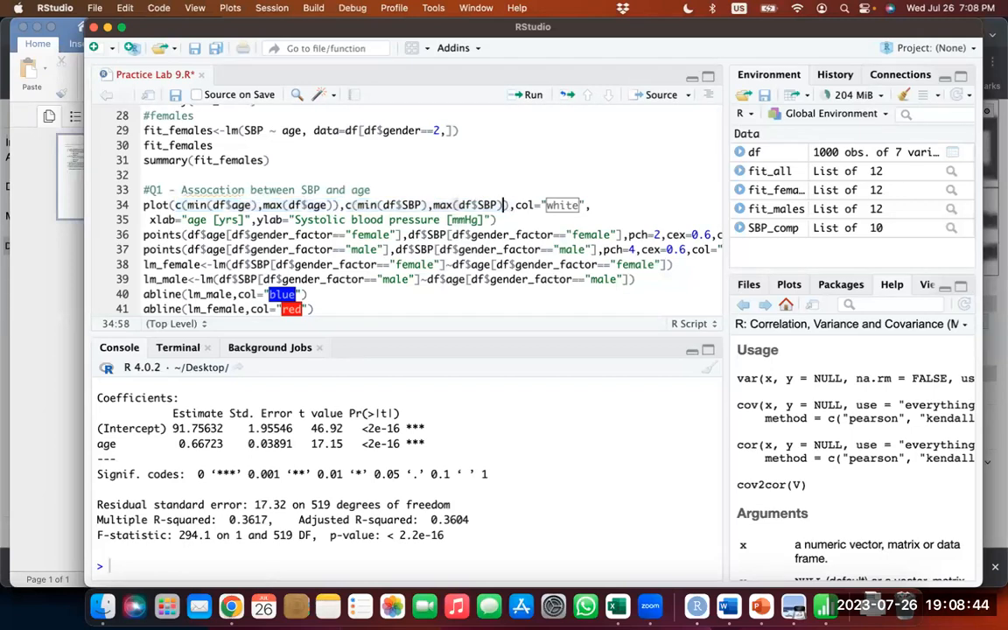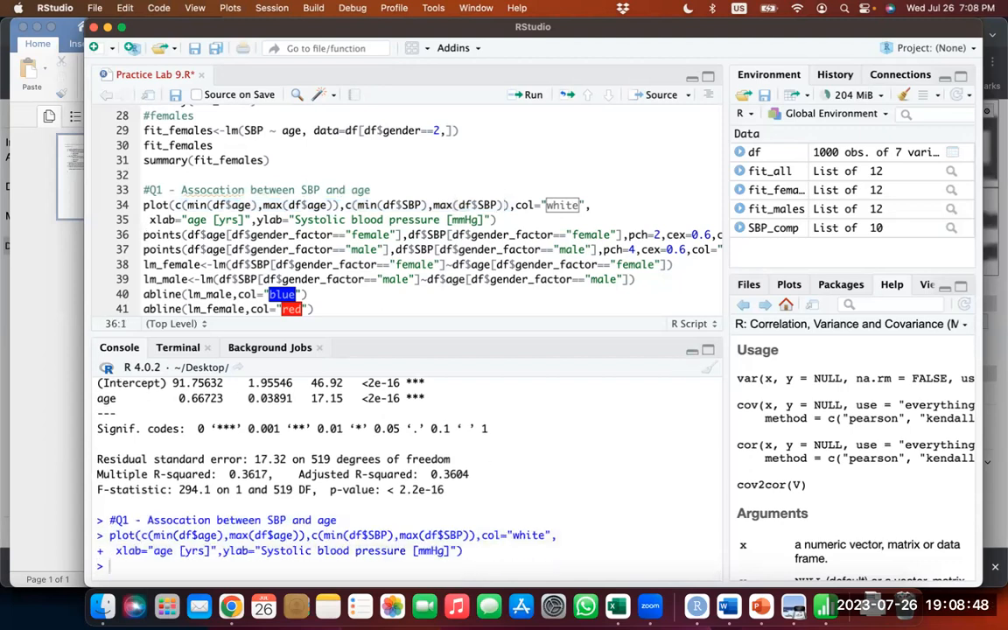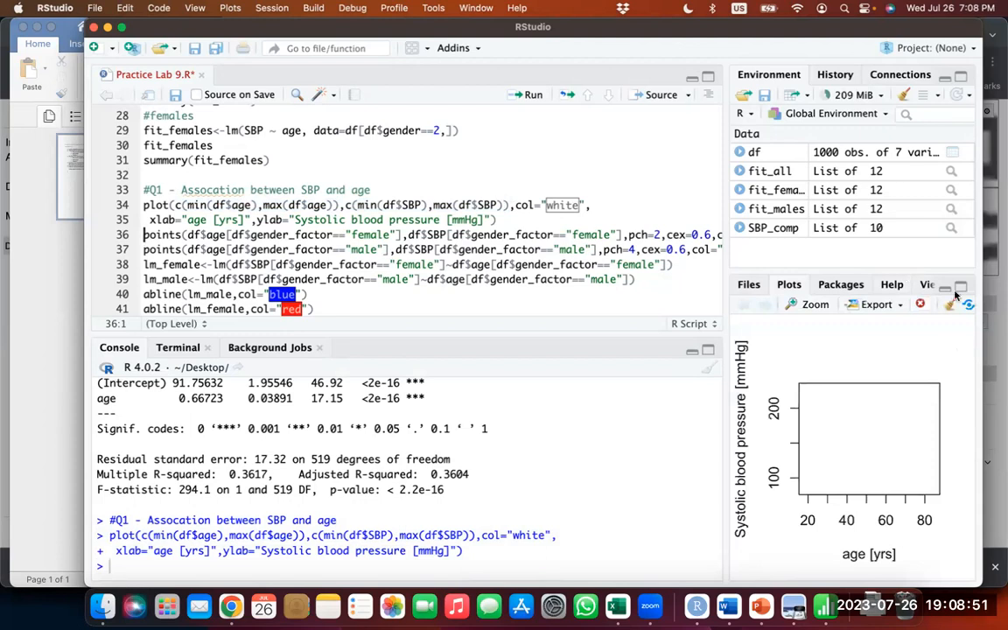So color white, the color, age at xlab and ylab, we talked about this already. We know that. So now what we get here is the empty shell of our scatter plot. That's just creating the boundaries, creating that plot in a way that we can now fill it up with points.